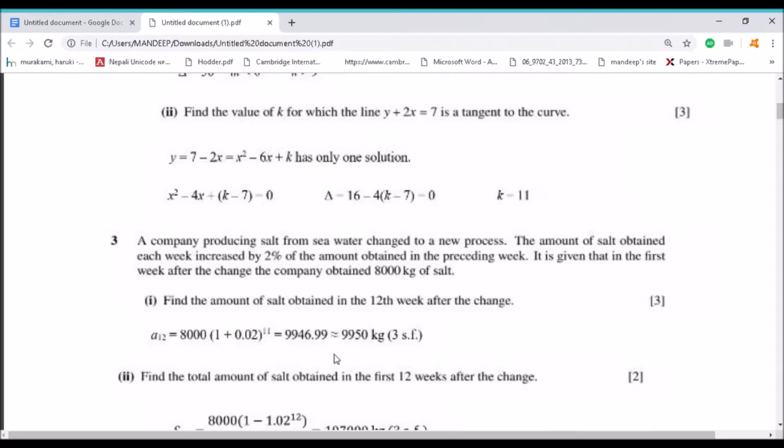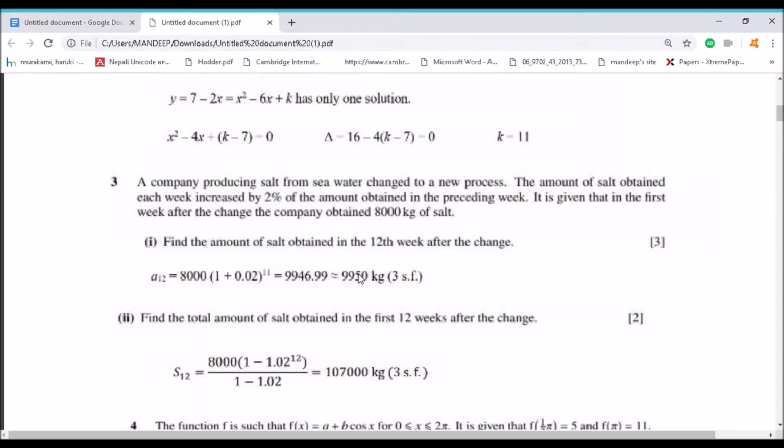So we get the answer. We have to write it in three significant figures. It's a normal rule, but it's better to write all the answers you get in three significant figures, at least two significant figures, but it's better to write three. So you just convert that into three significant figures, and that's all.